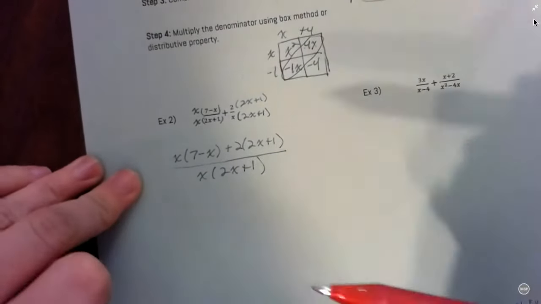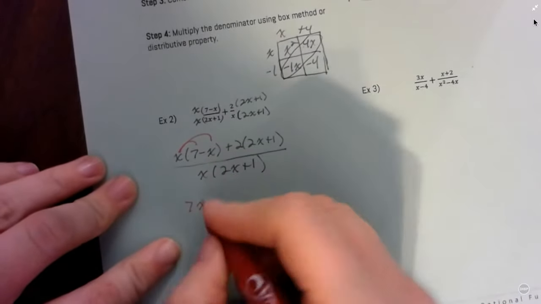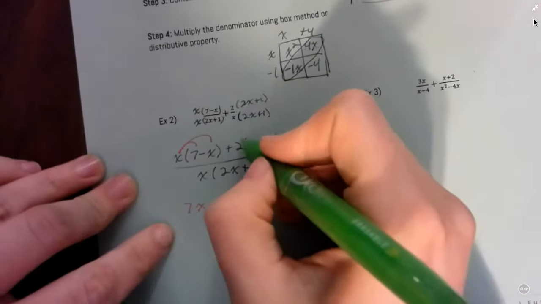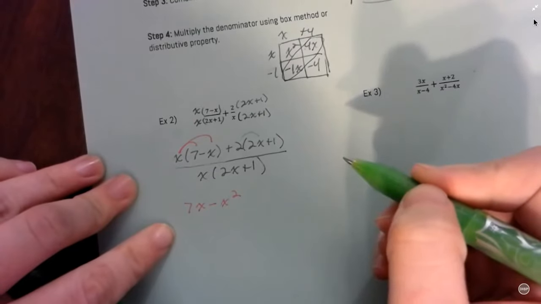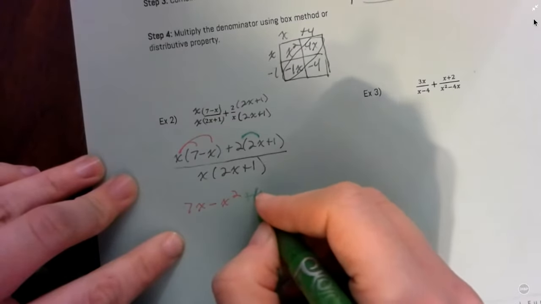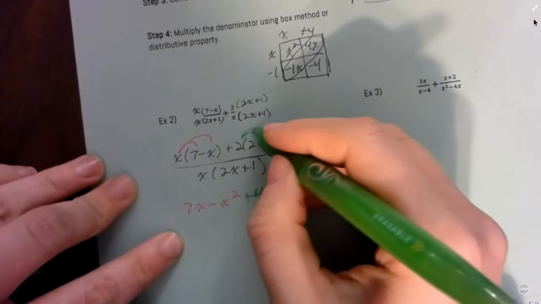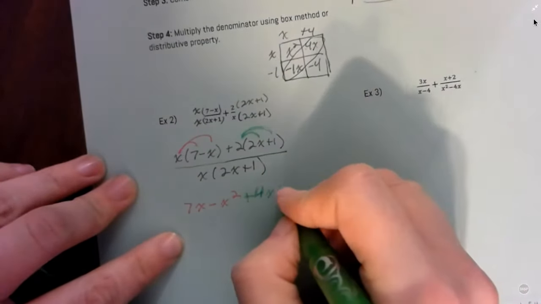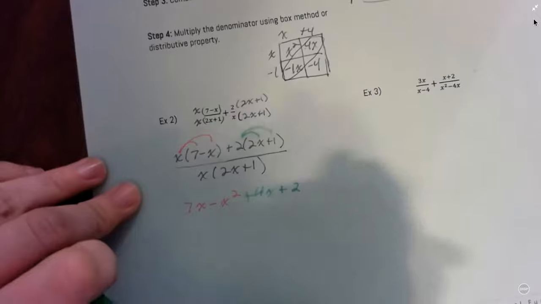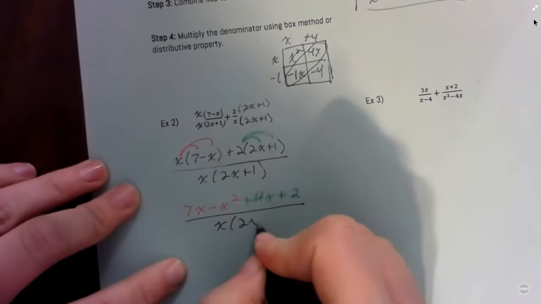So x times 7 is 7x. x times negative x is negative x squared. Let's see if green will show up? Kind of. So 2 times 2x is 4x, and 2 times 1 is 2. So there's my numerator. And then that's all over x times 2x plus 1.